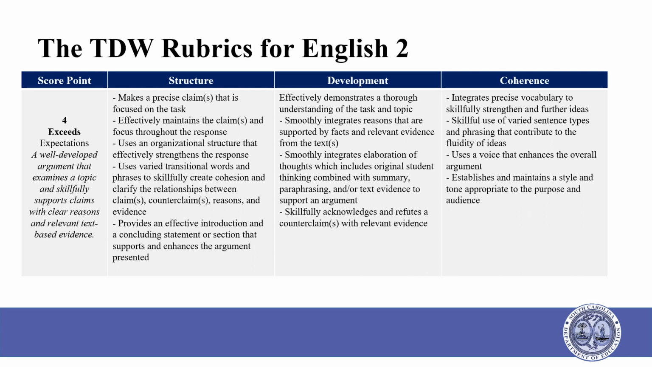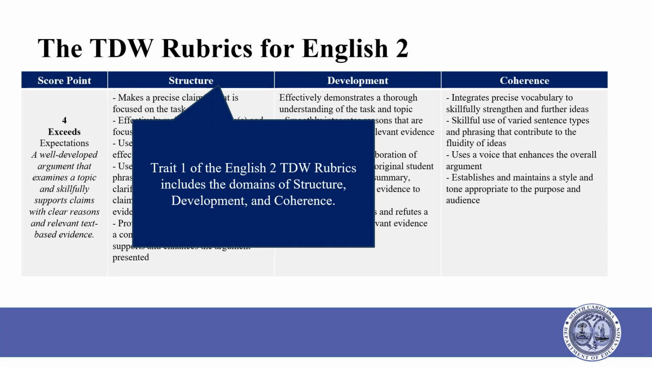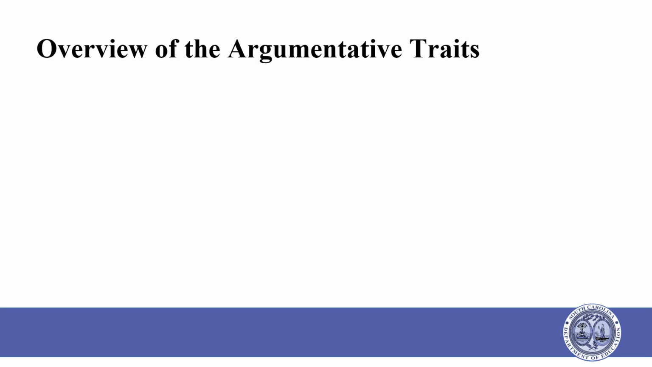The domains do not affect the holistic scoring and are included to better help teachers and students understand the components of a TDW response. The domains for Trait 1 are structure, development, and coherence. On the cover pages of the 2 English 2 TDW rubrics, you will notice that Trait 1 for argumentative writing is different than Trait 1 for informative writing.